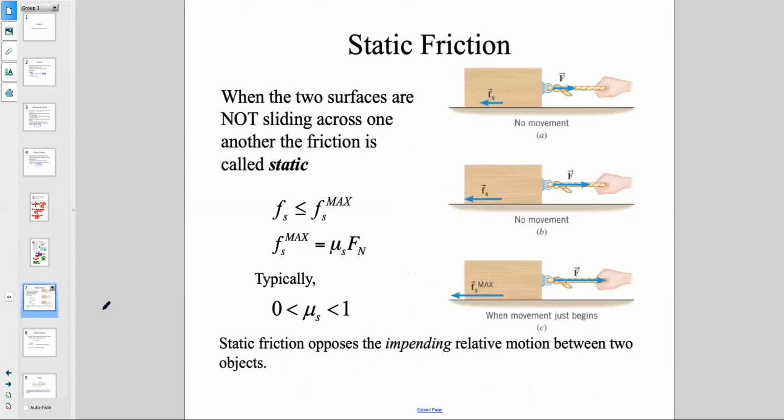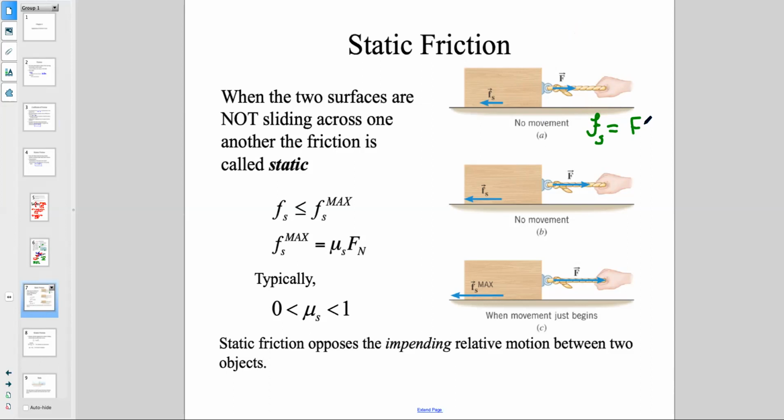Let's take a look at this. Static friction, as we said. I've already talked about it, but I'm going to go over it one more time. When two surfaces are not sliding across one another, the friction is called static. So you are applying some force F and the box is not moving. This means that the static friction of the box is equal to the force that you're applying, because the box is not moving, so they have to cancel out.